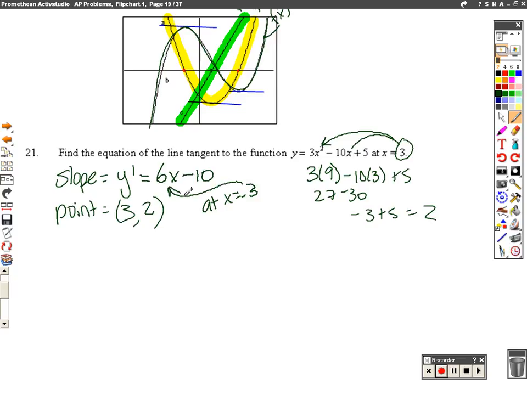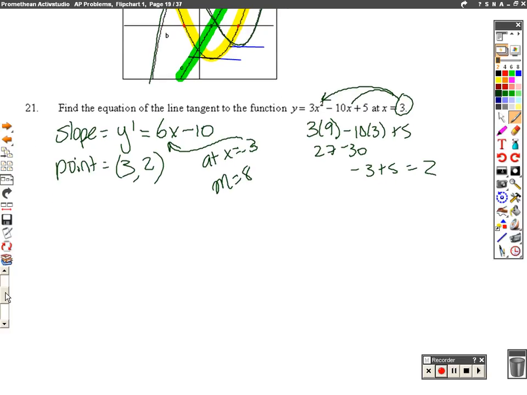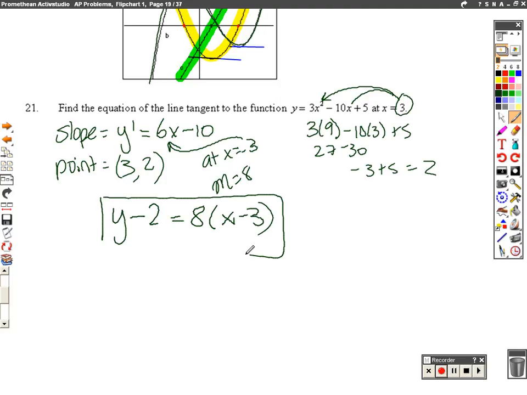Now we're going to plug in 3 at x equals 3. Right here, that's 18 minus 10. So I believe that leaves us with a slope that is 8. So put it all together in the form y minus y1, so that would be 2, equals m, that's 8, x minus x1, and that would be 3. Feel free to go ahead and solve that for y if you want to. Not required. You can leave this answer as is.